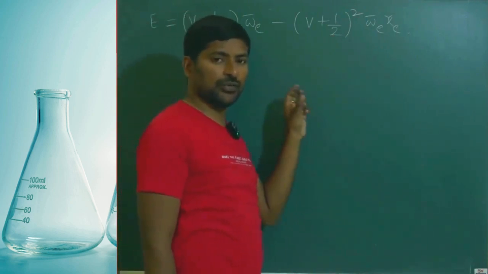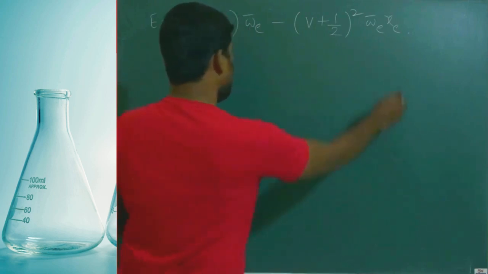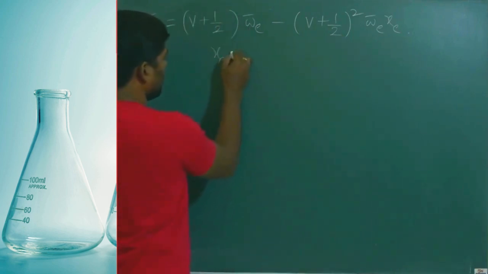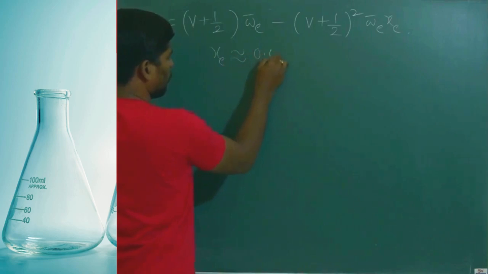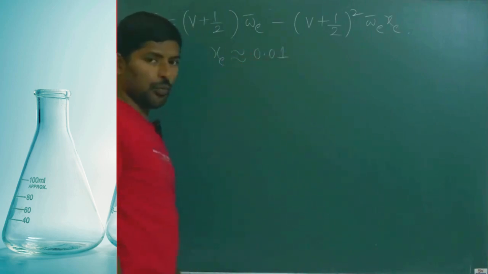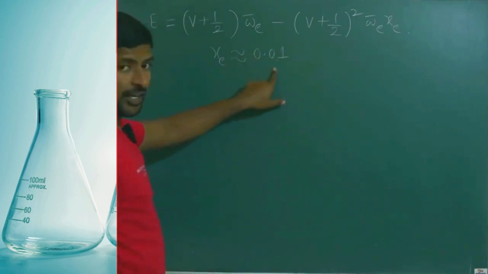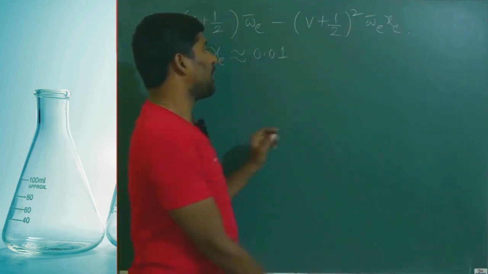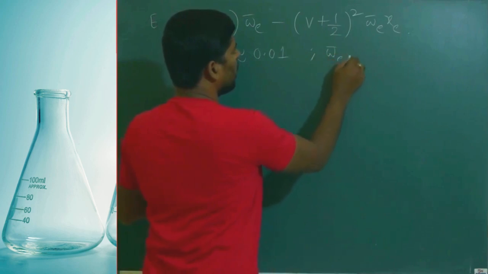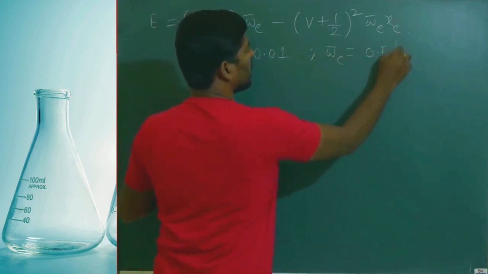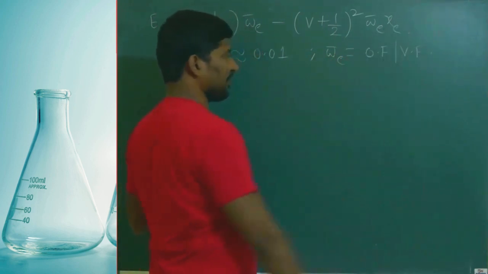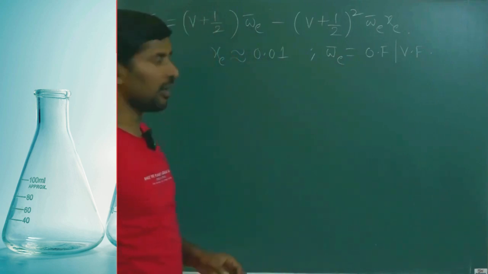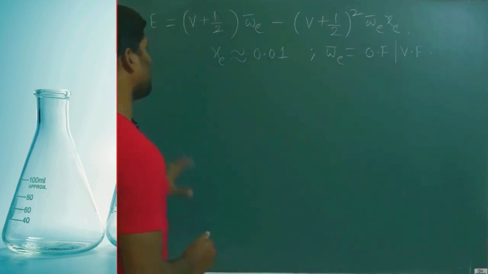The possible values for v are 0, 1, 2, 3 and so on. x_e is called the anharmonicity constant, a constant whose value is close to 0.01. And ω̄_e is called the oscillation frequency or vibrational frequency.